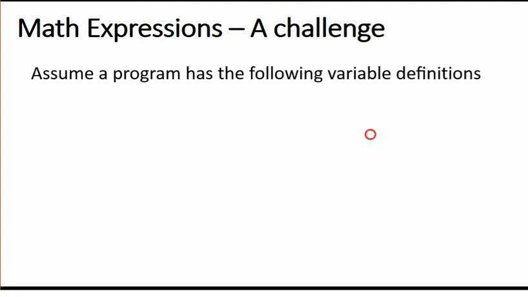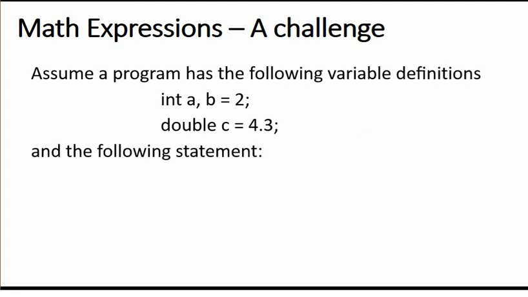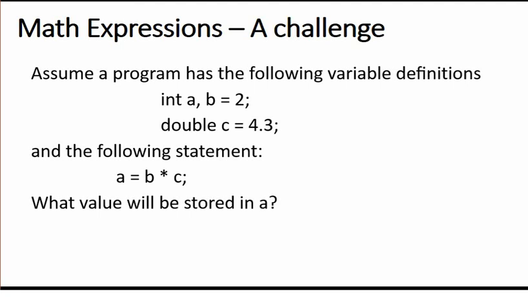Assume a program has the following variable definitions. Int a, and b is initialized to 2. We have double c assigned 4.3. And we have these statements. A equals b times c. What will be stored in a?